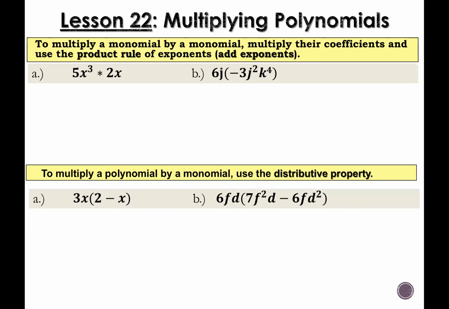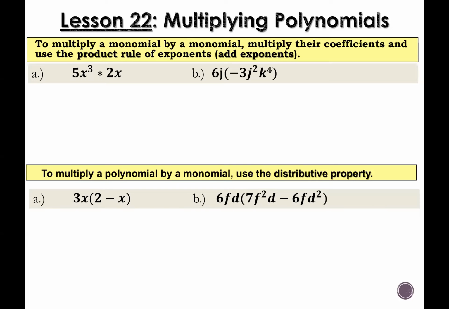We will be multiplying polynomials in this lesson, and actually in the lesson after this as well. 22 and 23 kind of go together, but I will give them separate videos. And then lesson 24 will be on dividing, and that will be the end of our first unit. So I think we're about halfway through.